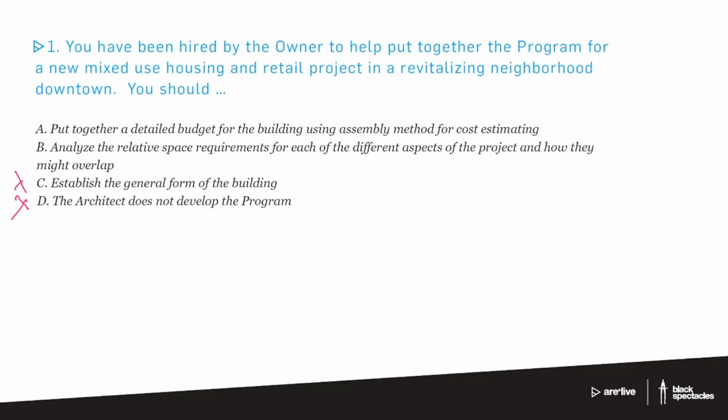So then we have the first two that are the possibilities. A says, put together a detailed budget for the building using assembly method for cost estimating. Putting together a budget for the building does make sense. It's not likely to be detailed, so that word bothers me. And I'm certainly not going to be using the assembly method. That's where I'm getting into much more detail about whether it's brick with an air cavity, or metal siding. I'm getting into the design well before I would be ready to do it. So it's not A either.